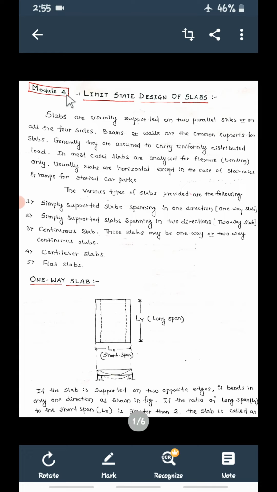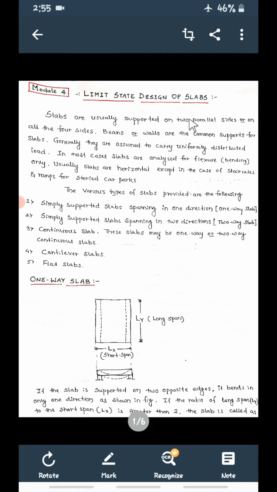So now another important element of a structure is slabs. First we are going to see what are the different types of slabs, then we are going to design the various slabs. So now module number 4, it is limit state design of slabs. What do you mean by slab, and what is the main function of slab?